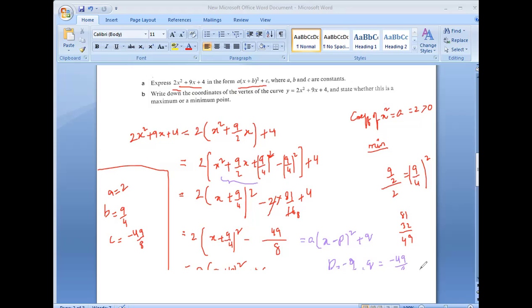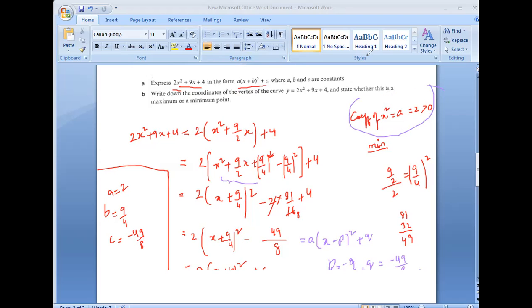This is a way to simplify the problem. So it has a minimum value. Why? Because the coefficient of x square is greater than 0. So this is very simple. Let us do one more problem regarding a maximum point.